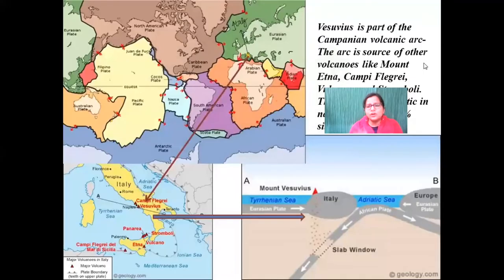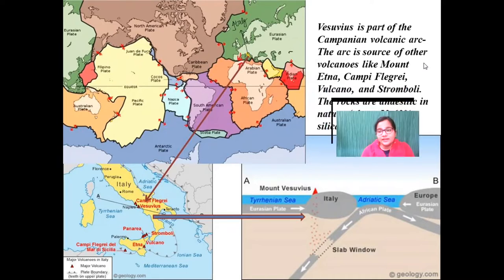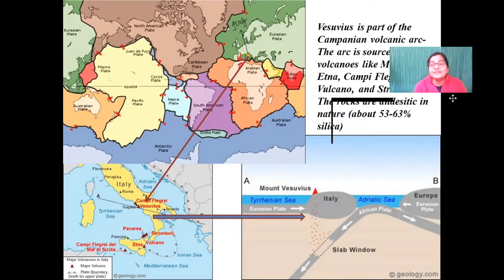Now it is written that the arc is a source of other volcanoes, with these names. You can look for yourself in the second diagram on the left-hand side. The names that are written in red color that are repeated over there. All right. One more thing, it's very important. It is written that the rocks are andesitic in nature.